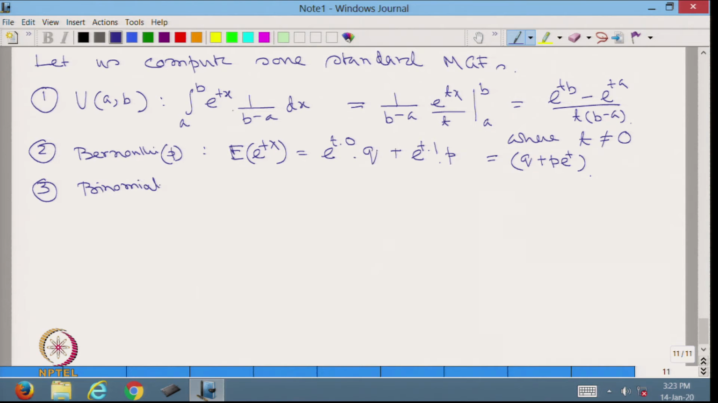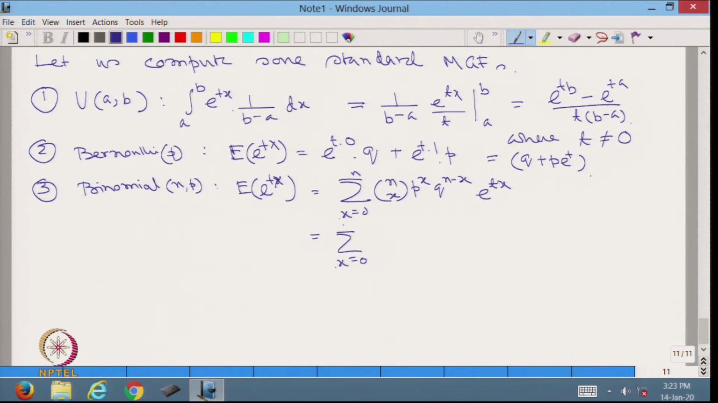Binomial n comma p. The expected value of e to the power t x is equal to sigma x equal to 0 to n, n c x p to the power x q to the power n minus x e to the power t x, which is sigma x equal to 0 to n, n c x p e to the power t whole to the power x into q to the power n minus x, which we can write as q plus p e to the power t whole to the power n.